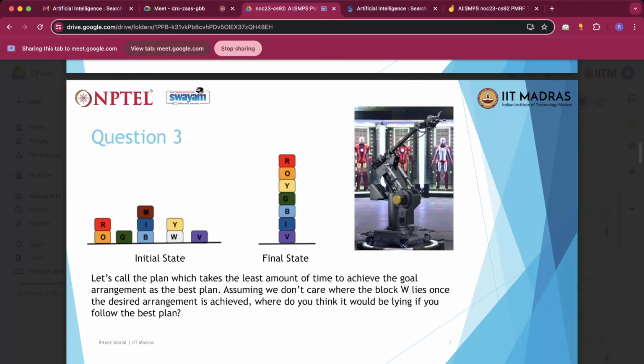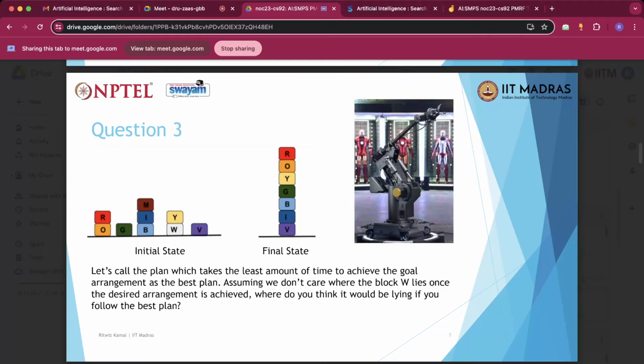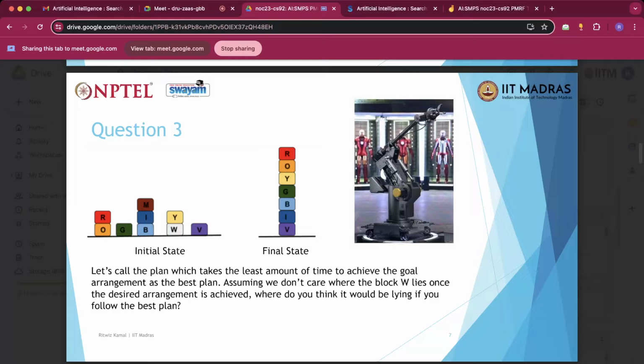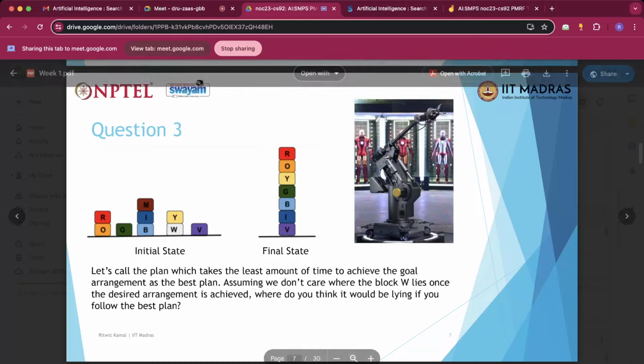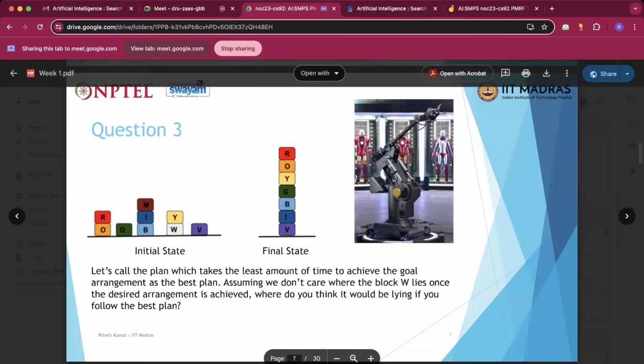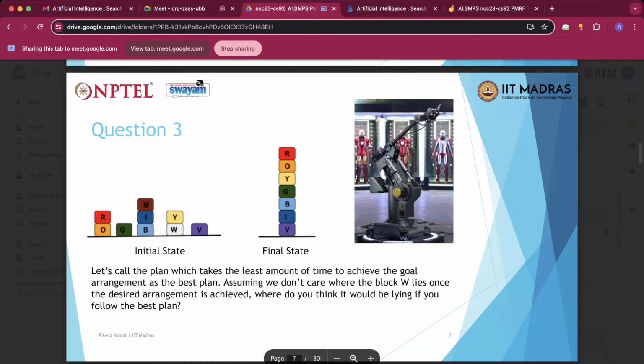Sorry about that. So we're continuing with the same problem setting, but the question is different here. The question says, let's call the plan which takes the least amount of time to achieve the goal arrangement, which is the final state, the best plan. Assuming we don't care where the block W lies once the desired arrangement is achieved, where do you think it would be lying if you follow the best plan? We just saw the best plan in the previous question, right? Now, where was W lying once we achieved the final state?